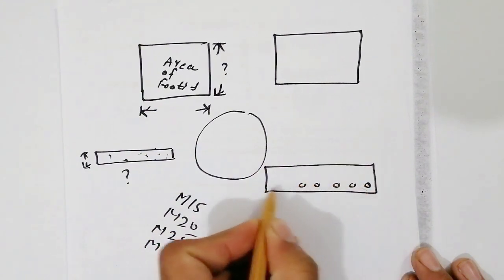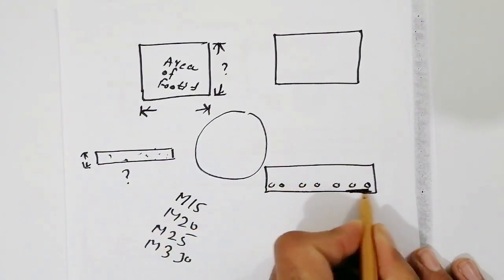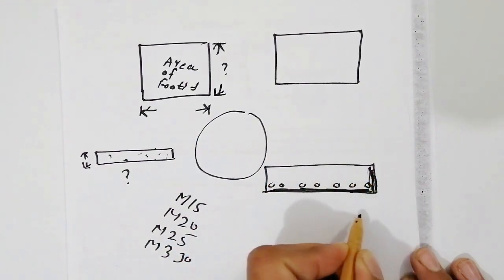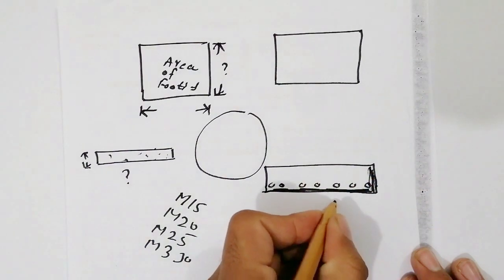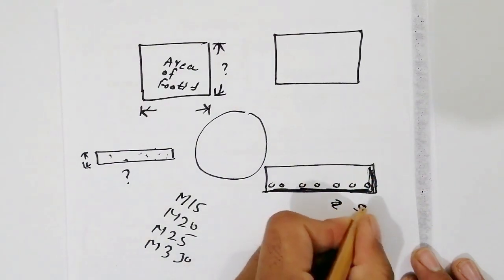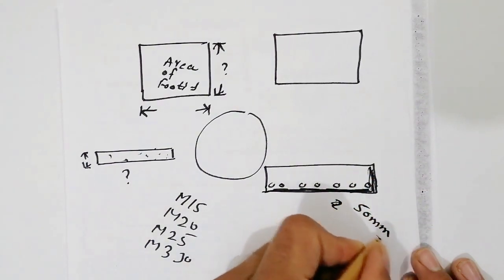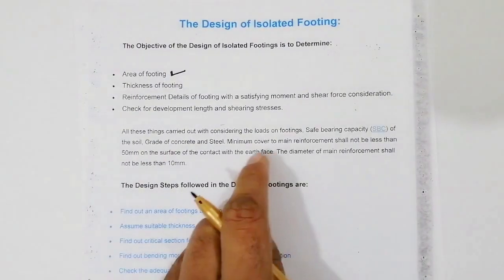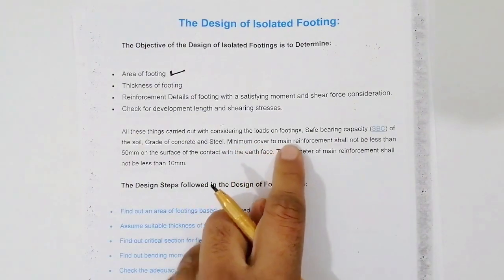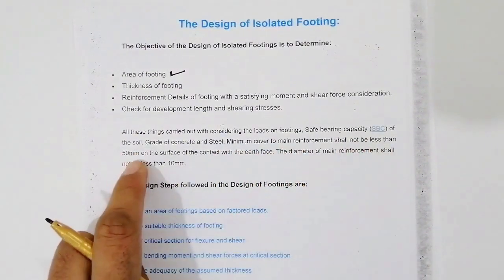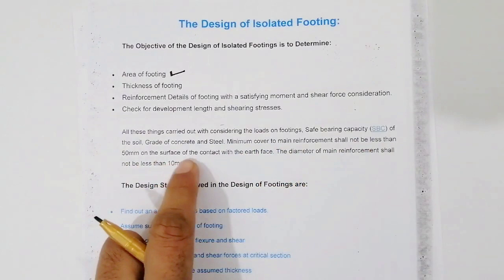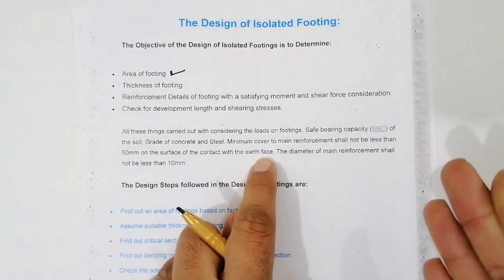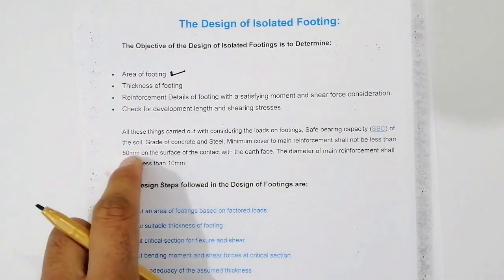Okay, main and distribution bars. Concrete cover at the bottom and also at the side should not be less than 50 mm. As you can see, the minimum cover to main reinforcement should not be less than 50 mm on the surface in contact with the earth face. At the bottom and also at the side, it should not be less than 50 mm.